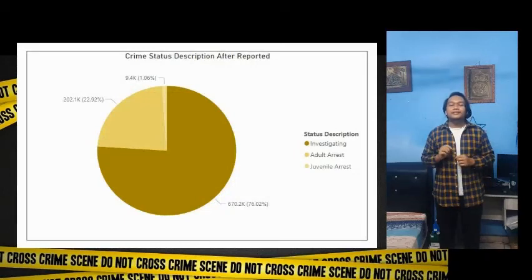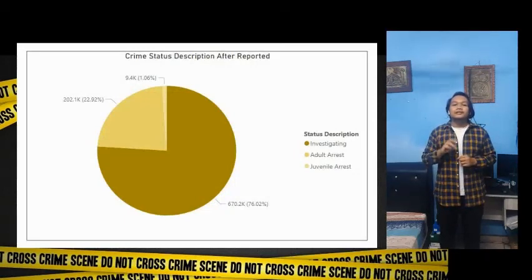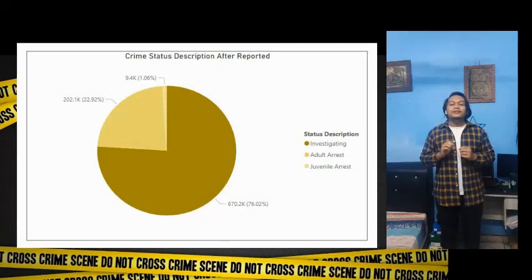The last chart used is a pie chart to explain the crime status after being reported. There are 3 slices in the chart, which are under investigating, adult arrest, and juvenile arrest. The highest status is under investigating with 76.02% of cases reported. The lowest is juvenile arrest with 1.06% only. A juvenile is a child or young person who is not yet old enough to be regarded as an adult, and they will be placed in a juvenile center until further accusation.